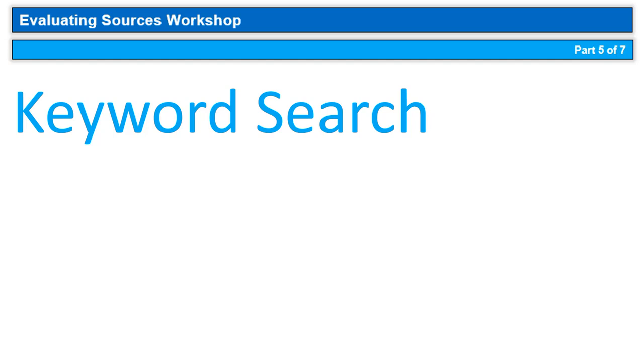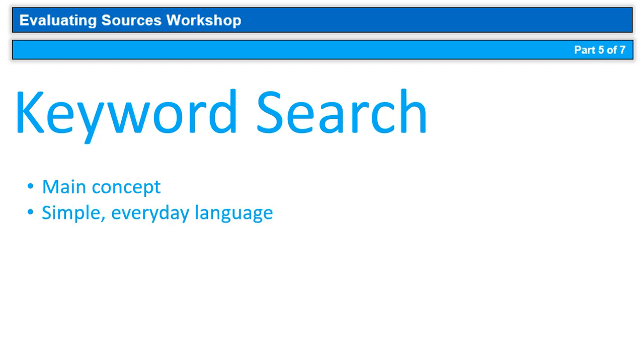A keyword search focuses on the main concept and uses simple, everyday language. Start with that one idea. Some examples of keyword terms would be climate change, heart attack, or zombies. That's right, zombies can be a keyword.